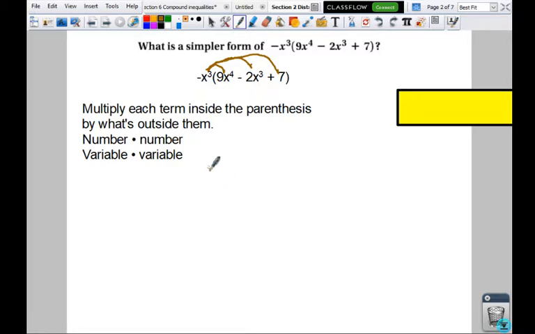And before we go through, what number is by this negative x to the 3, even though we're not writing it? What number is right in front of that, even though we're not writing it down? 1. This is really a negative 1 x to the 3, which will help us remember what we're multiplying together as we go through here.